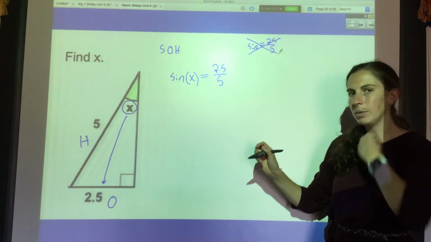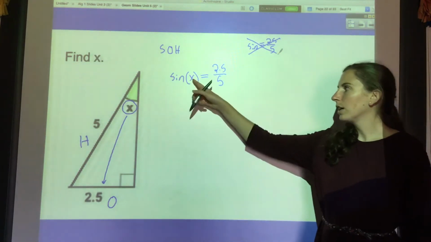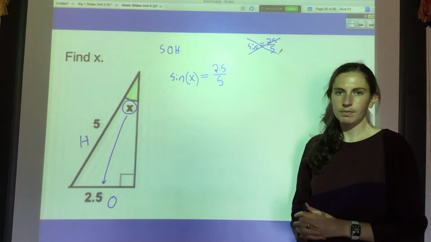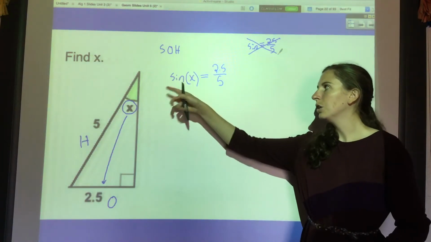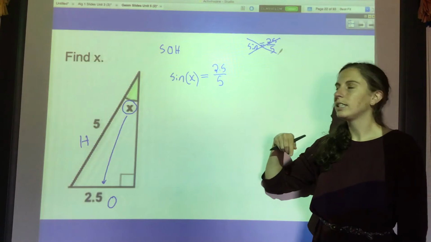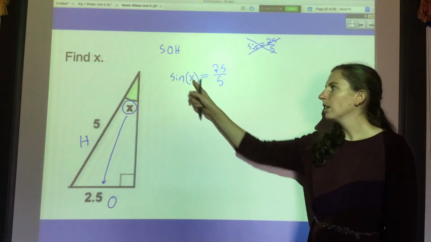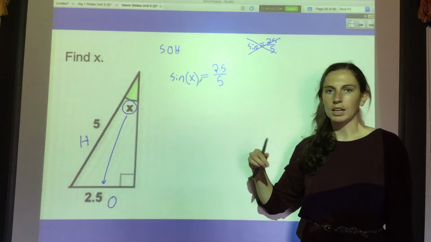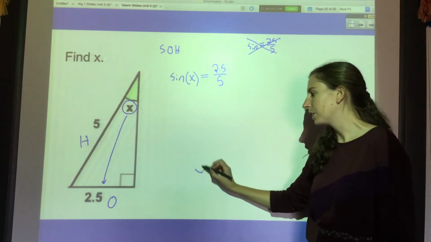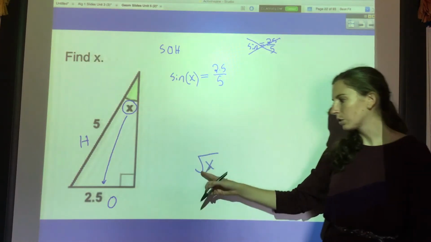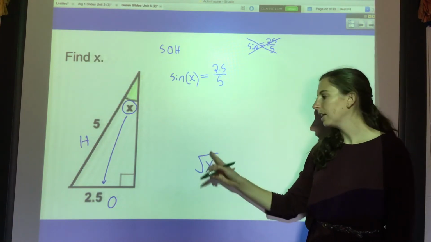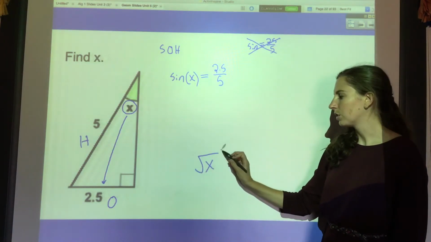So the problem is I'm trying to solve for x, and I need to undo sine. And it's really tempting to be like, oh, well, I'll just divide by sine because it looks like they're being multiplied, but they're not. This is almost like you have the square root of x, and to get rid of square root, you have to do the inverse of square rooting, which is square it.